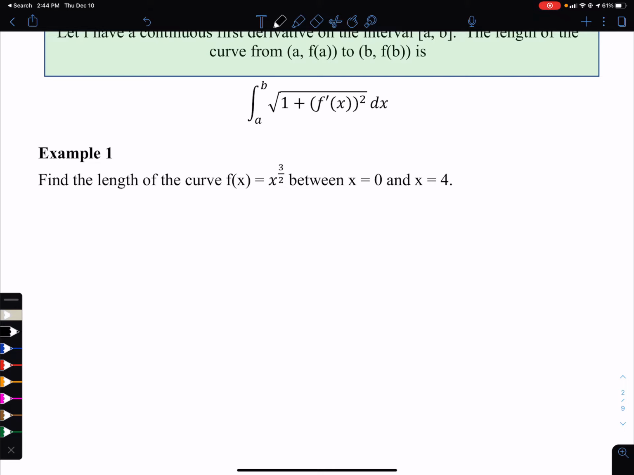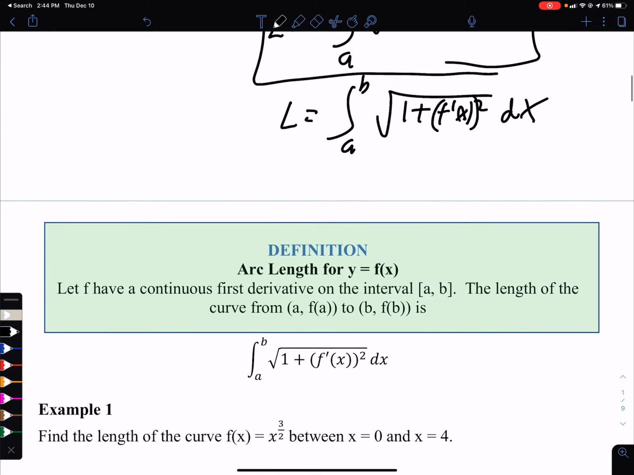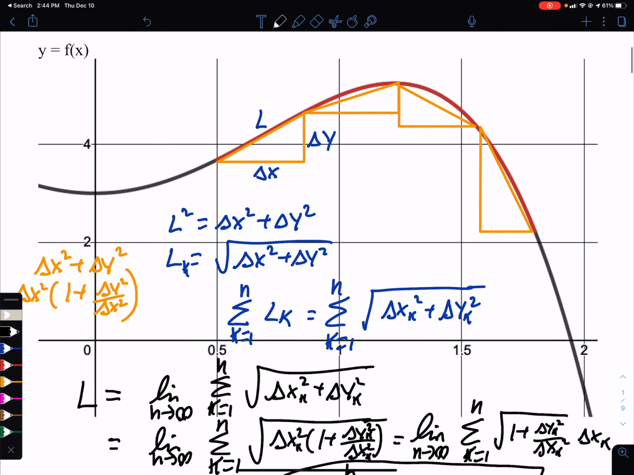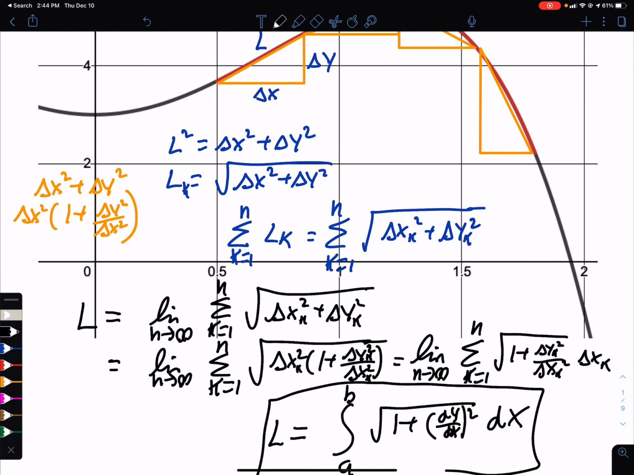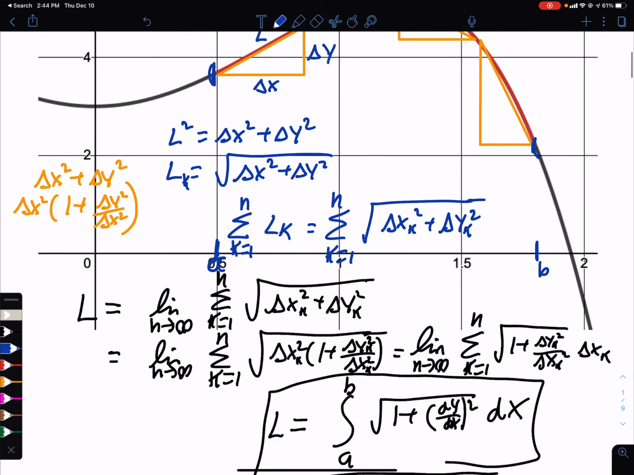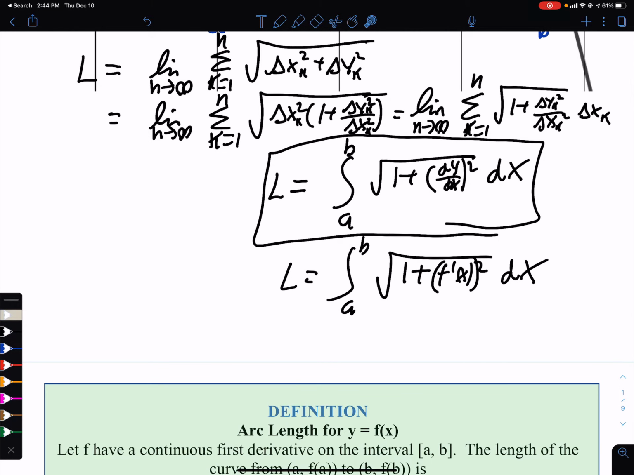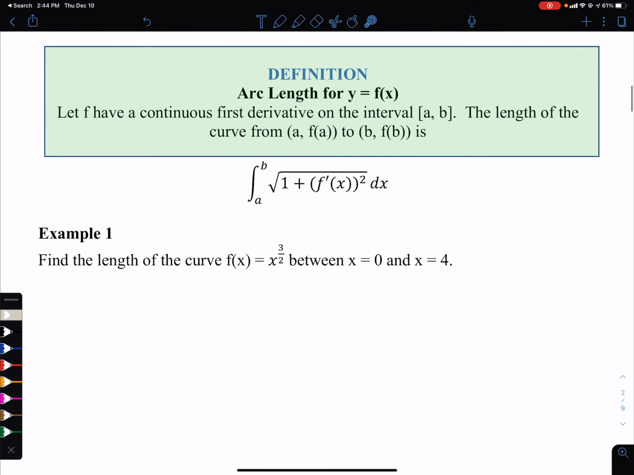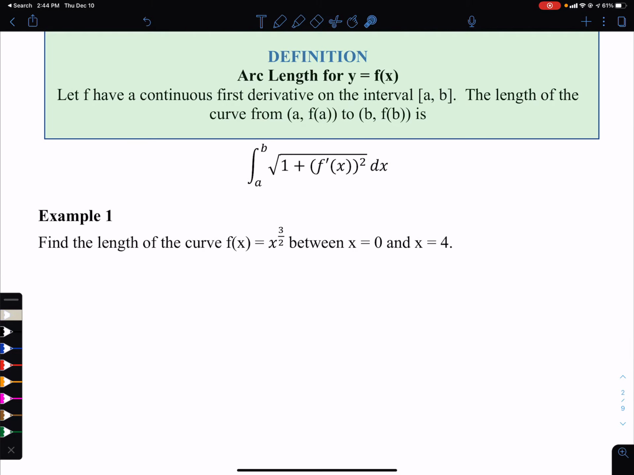All right, welcome back. I forgot to mention A and B on this. A would be the starting point and B would be your ending point. So it's your starting x and ending x values, and we know we're working with x's because of the dx. So let's do this. We're starting at 0, ending at 4. That's my A and B.